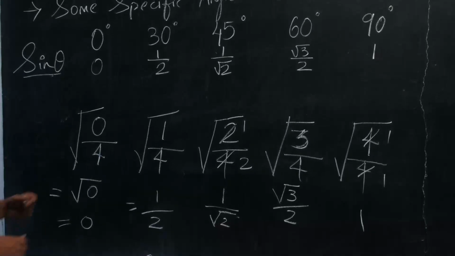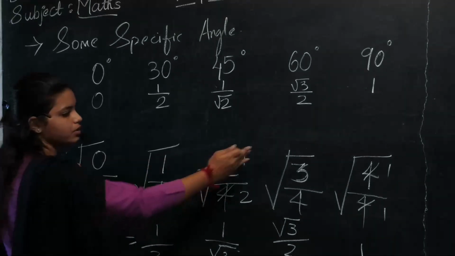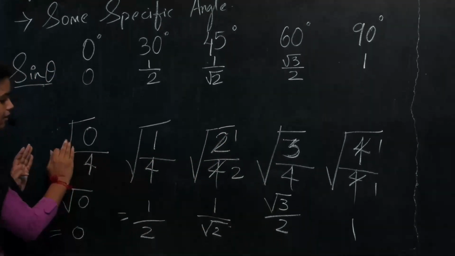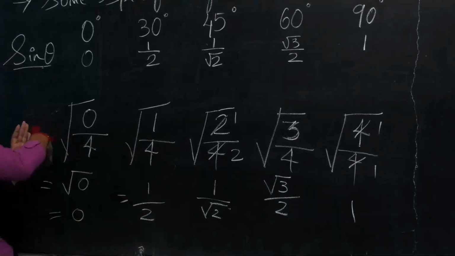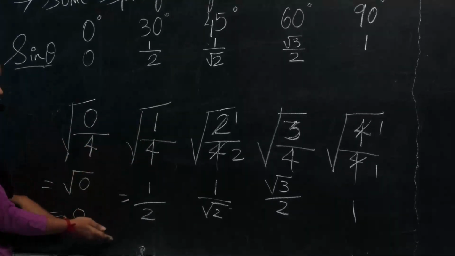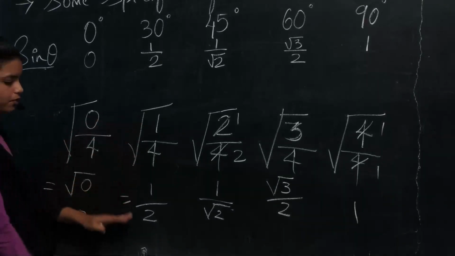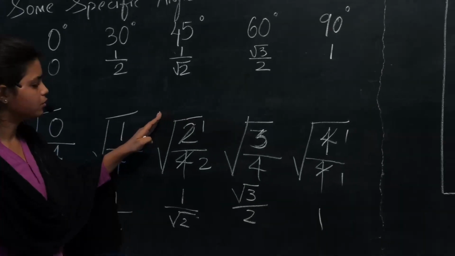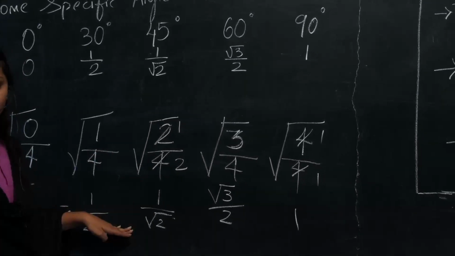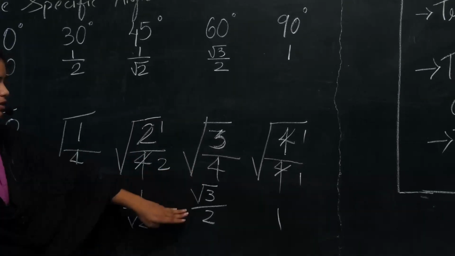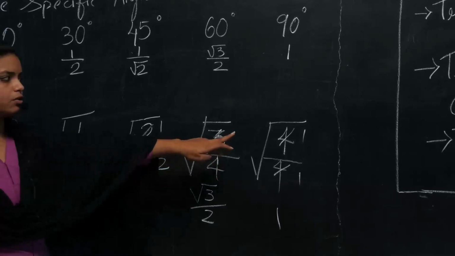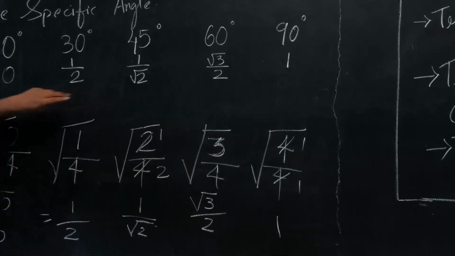Again, I'm repeating the steps. Just first write down 0, 1, 2, 3, 4. Then divide it by 4. Then take the square root of that. And then find the values respectively. Like 0 upon 4 is 0. 1 upon 4 is 1 upon 2. Under root of 2 upon 4 is 1 upon root 2. 3 upon 4 is under root 3 upon 2. And under root of 1 is 1, respectively, right?